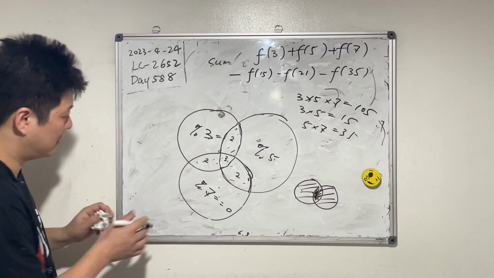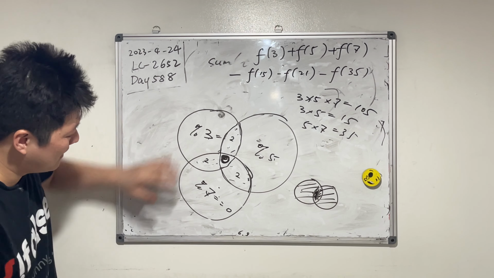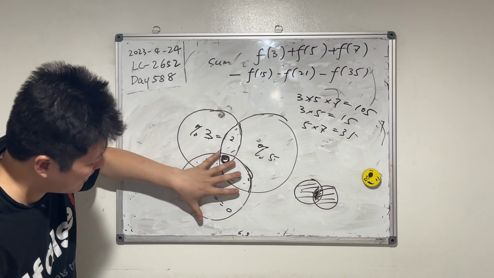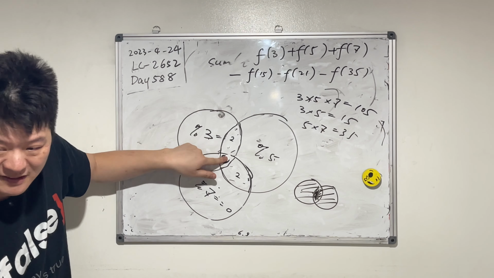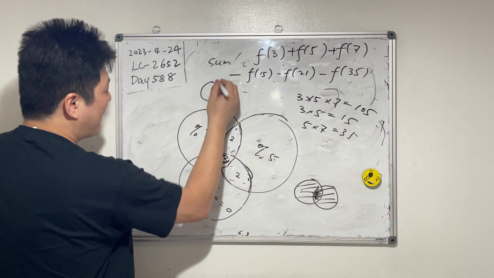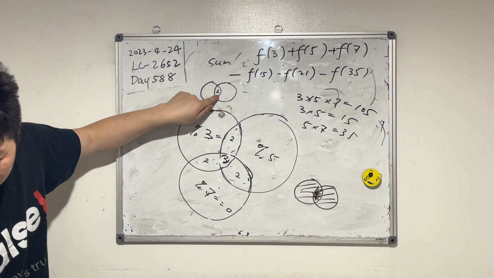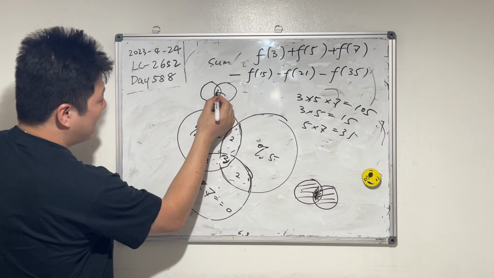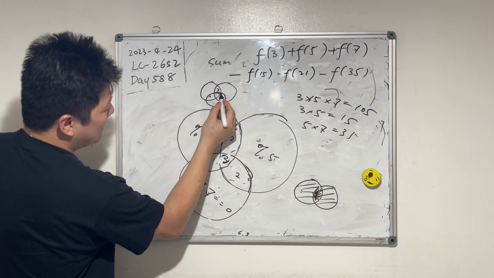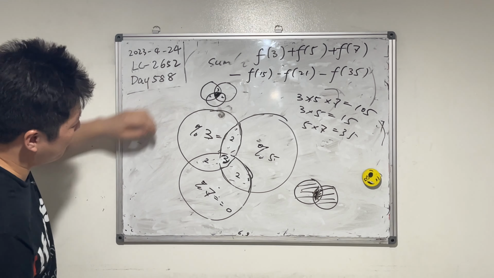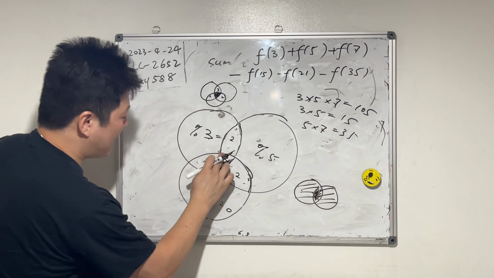Why? How many times has this common part been added? 1, 1, 1: 3, because these 3 circles intersect here. This part and this part are 2, because when you add this circle and this circle, this has been added 2 times. But this bit has been added 3 times because it appears in 3 circles. Make sense?